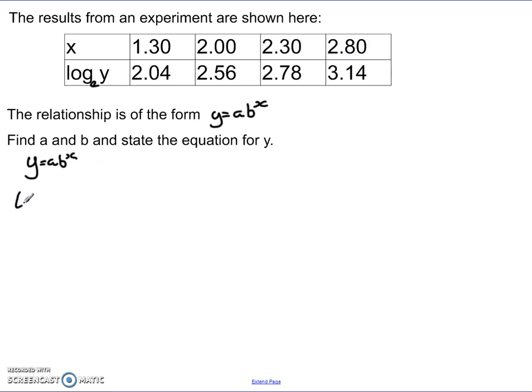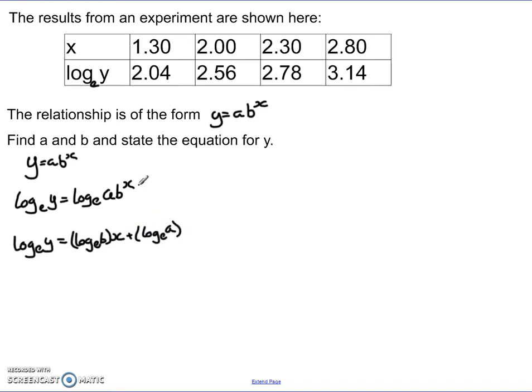need it to be. So we take our log to the base e of both sides, so I've got log to the base e of y equals log to the base e of ab^x, and I can manipulate them again. Manipulate them and I get log to the base e of y equals log to the base e of b times my x plus log to the base e of a. So I've got my two different parts there.